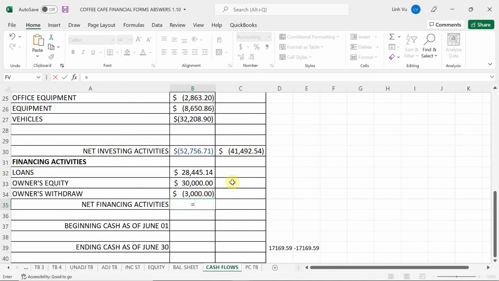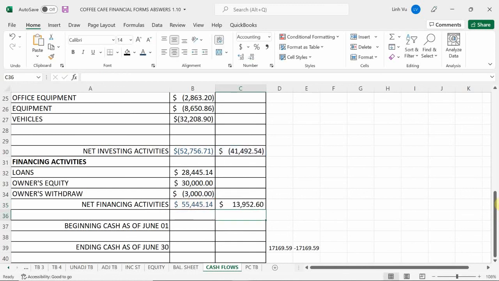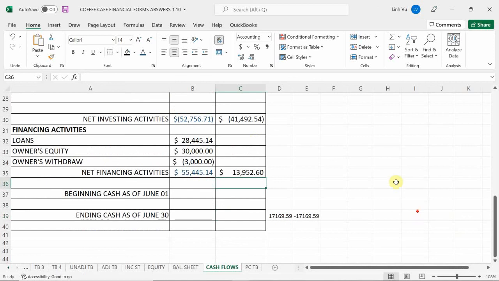Okay, so I'm going to take my 28,000, add 30,000 while subtracting 3,000, which will give me $55,000. Okay, so I'm going to take my net investing of negative 41,000 and add the financing activities of 55,000, and that's going to give me $13,552.60. Okay, and where do we see this? This is your net change in the cash flow that you started out with.